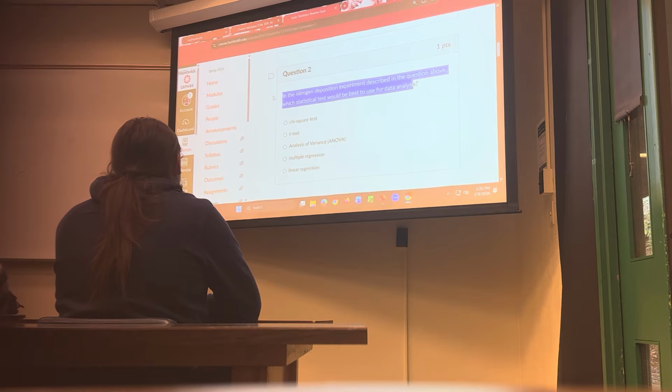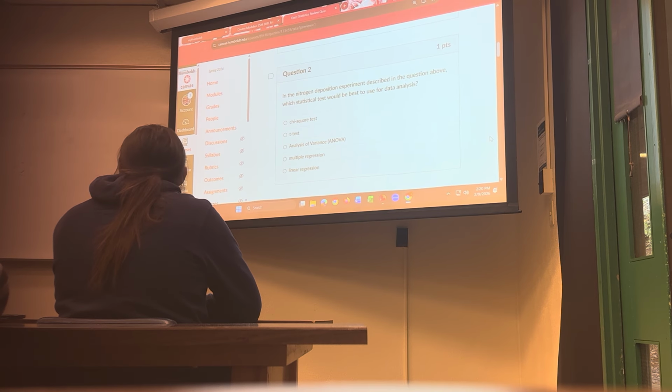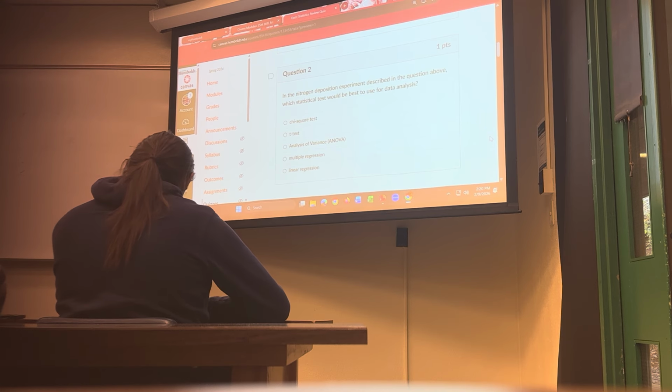What type of test do I use when a figure looks like this? Same answer? Yeah, same. Solid. T-tests. Yeah. Two categories and then a continuous dependent, right? T-test.